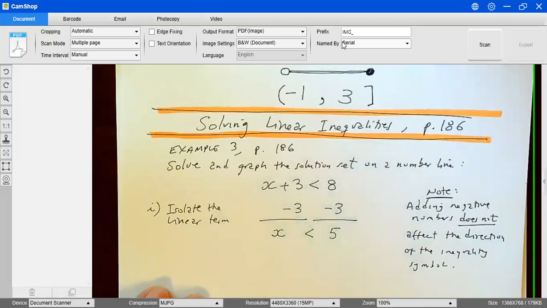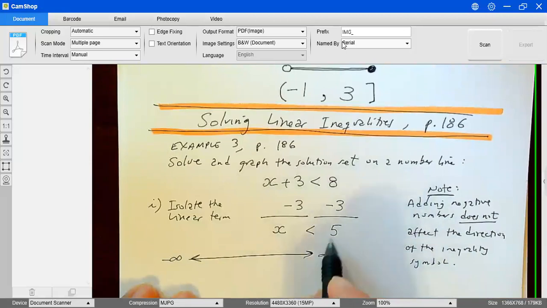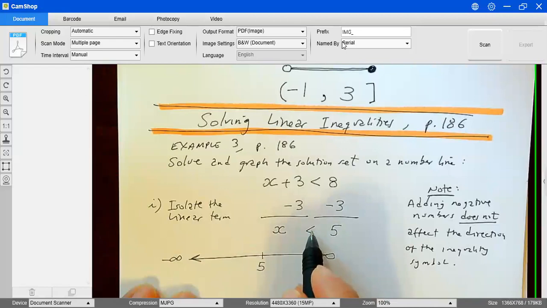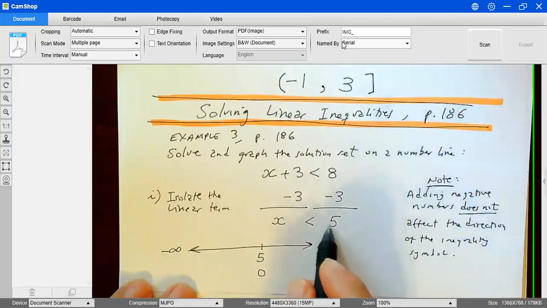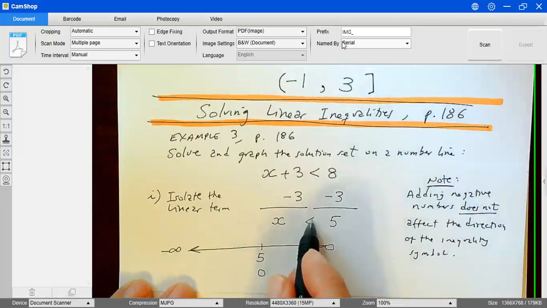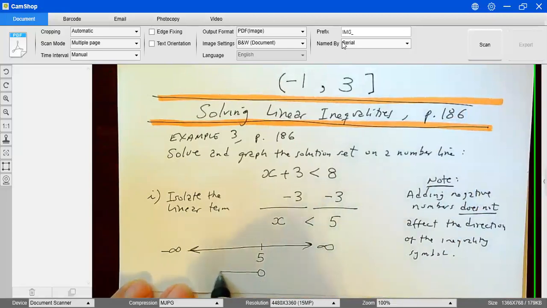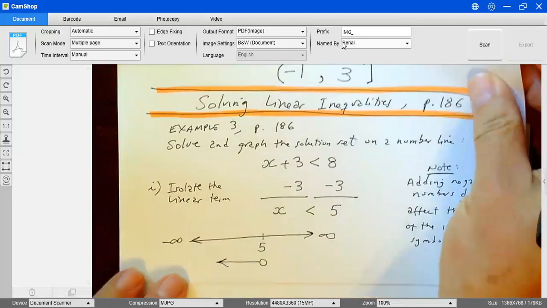So this is the solution. This is the analytical solution. So I just need to get the graph. I'm going to write negative infinity here, positive infinity here. This is the boundary, it's at 5. The symbol indicates to me that the solution region goes to the left. And I need to use an open dot for this boundary because this is an open boundary and goes to the left. So that's the graph.